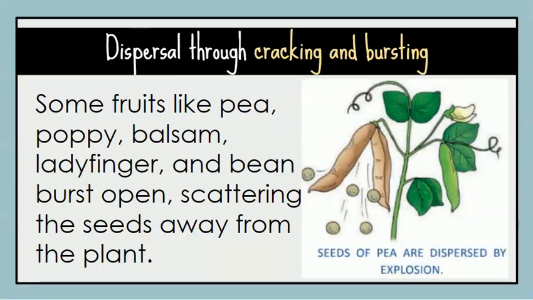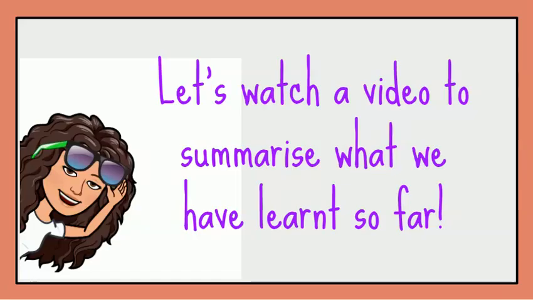Our last method of seed dispersal is through cracking and bursting. Some fruits like pea, poppy, balsam, ladyfinger, bean burst open and they scatter the seeds away from the plant. This is how seeds get dispersed by this method. Now you know why and how plants grow at all places. The dispersal of seeds plays an important role in increasing the number of plants all over the earth.